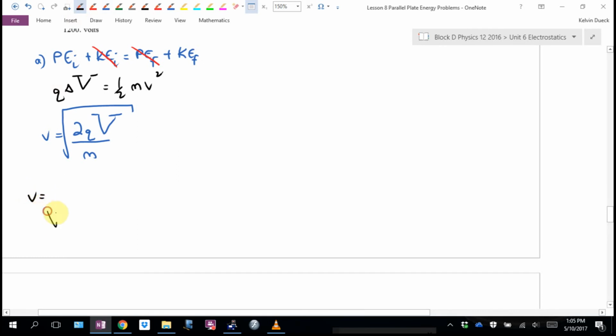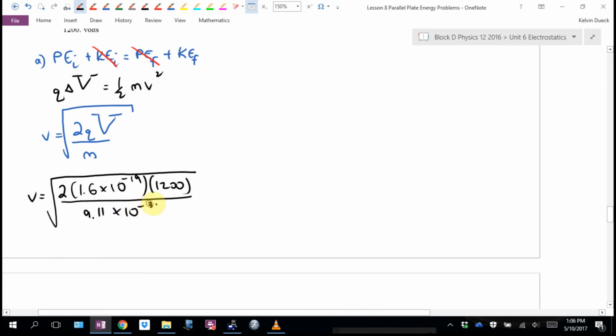V is going to be the square root of 2Q. Oh, it's an electron. 1.6 times 10 to the negative 19, times the voltage. Sarah, how many volts are used in the electron accelerating gun portion of this? 1200. So this is why TVs took a fair bit of power. There's a lot of voltage going on in different locations. Divided by mass. It's an electron, 9.11 times 10 to the negative 31.